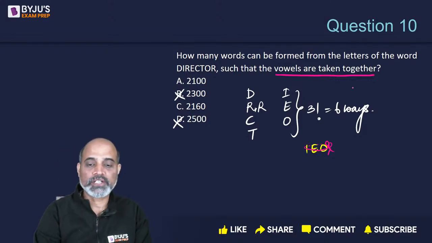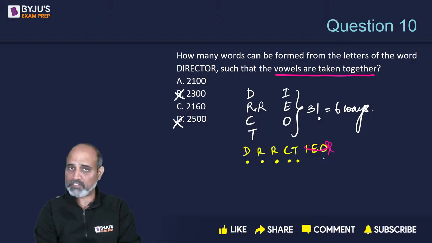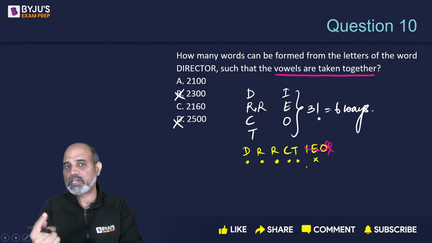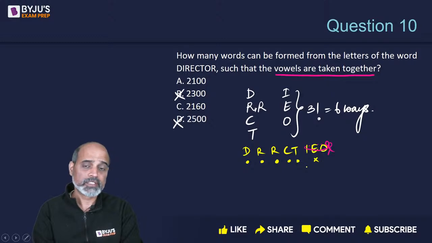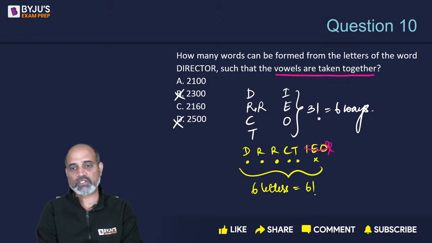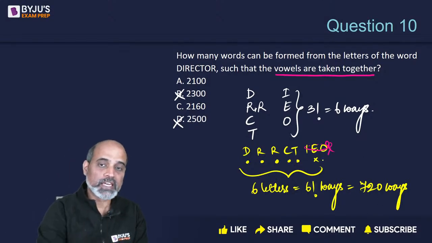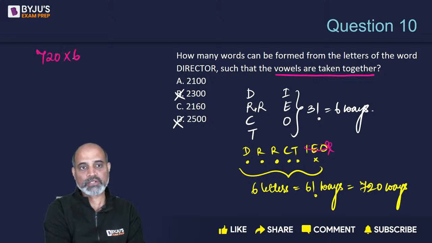Next, we will look into the other letters, which are D, R, R, C, and T. We have 5 basic letters, and then a 6th one, which is not exactly a letter, but since we have clubbed them, it will act like a letter. So we have a total of 6 letters. These 6 letters can be rearranged in 6 factorial ways. 6 factorial is nothing but 720 ways. So the total number of ways is going to be 720 into 6.